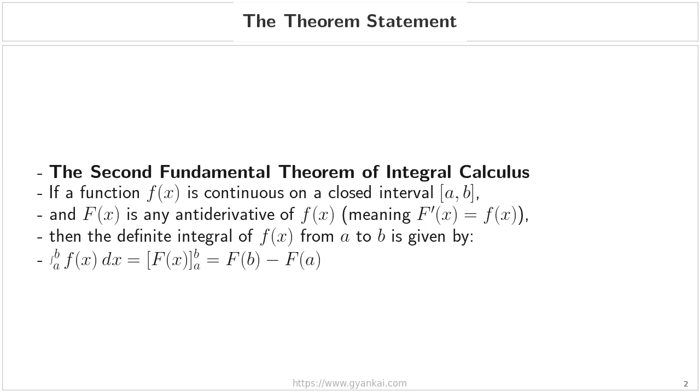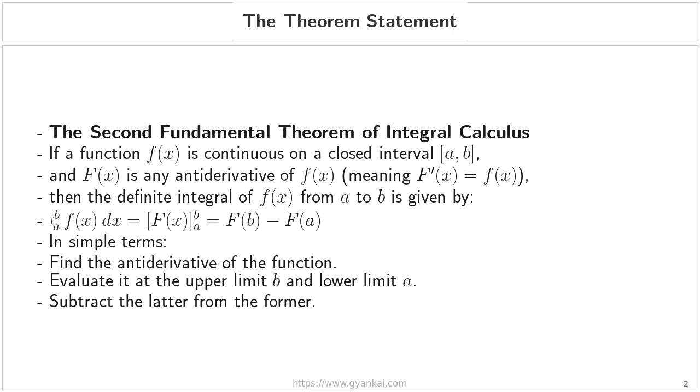Let's break down that notation. The integral symbol, with a at the bottom and b at the top, represents the definite integral of the function f of x with respect to x, evaluated from x equals a to x equals b. The expression F of x, evaluated from a to b, means we take the antiderivative F of x, and evaluate it at the upper limit, b, and the lower limit, a, and finally, we subtract the value of the antiderivative at the lower limit, F of a, from the value at the upper limit, F of b.